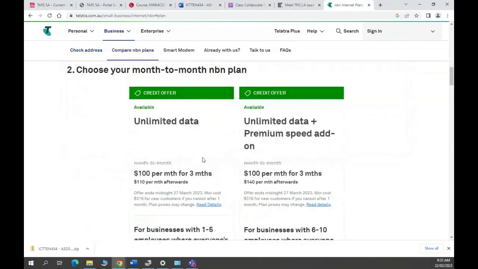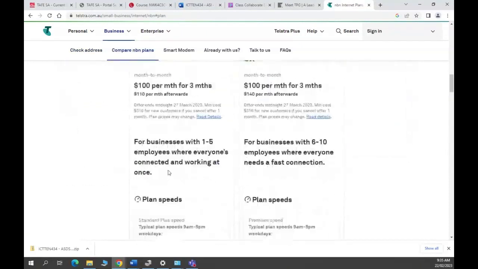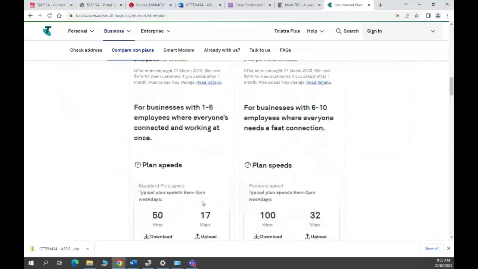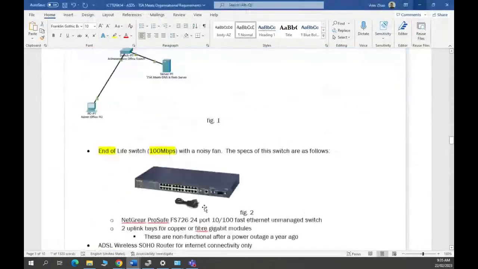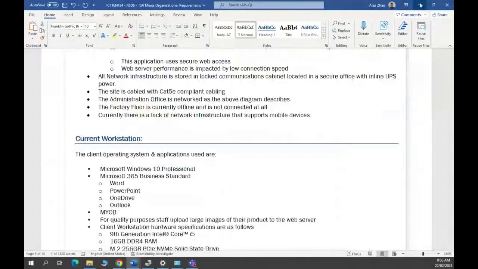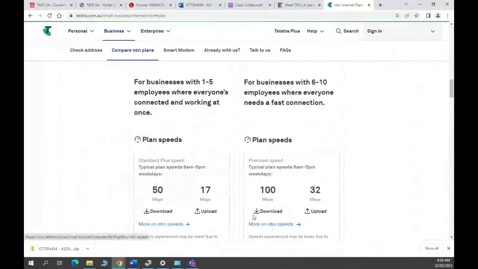All right, let's go choose the plan. $100 per month for 3 months, then 110 afterwards. What's the speed? 50 megabits per second? Oh, that's not quite right, is it? What's the minimum requirement for downloads? If we go back to requirements, 60, correct. So we need to make sure that we choose the plan that meets the minimum, if not more.